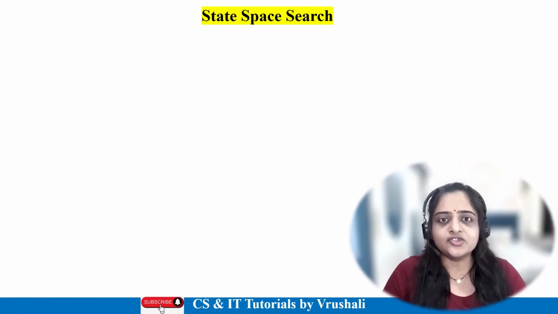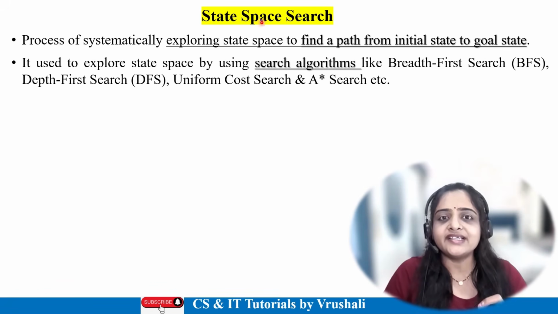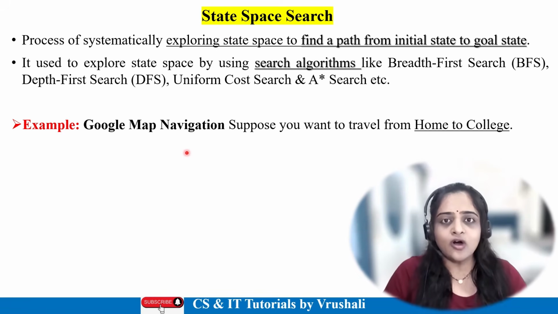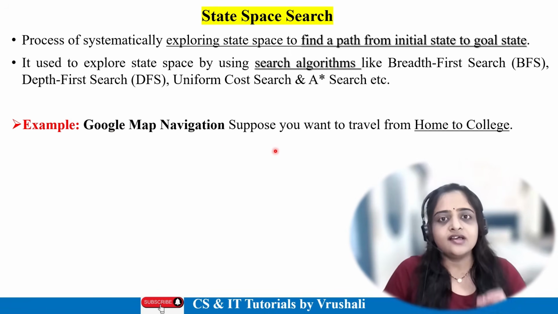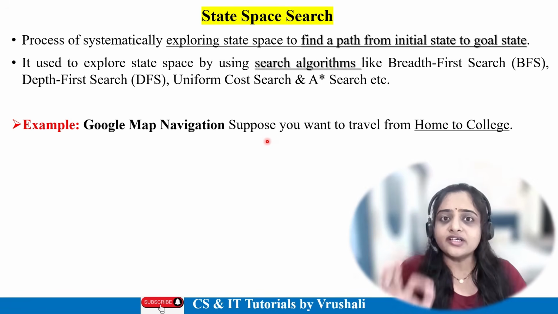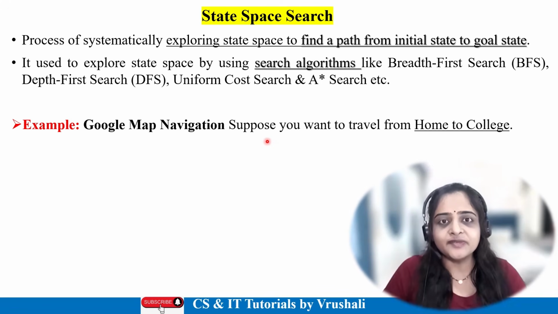Now, the next topic is what exactly is state space search. As we discussed earlier, we are all familiar with the example of the Google Map navigation system, right? Suppose you want to move from one location to another location, like from source to destination. So Google Map finds the shortest path from multiple paths, right? For this purpose, searching algorithms are used, like BFS, DFS, A star, uniform cost search.